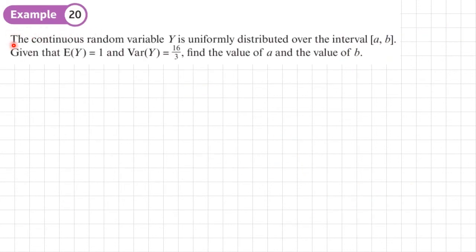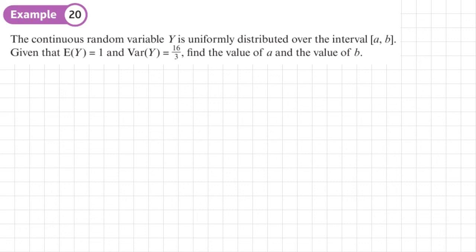Example 20. The continuous random variable y is uniformly distributed over the interval a to b. Given that E of y equals 1 and var y equals 16/3, find the value of a and the value of b. So this is using the formulas that we have for E and var.